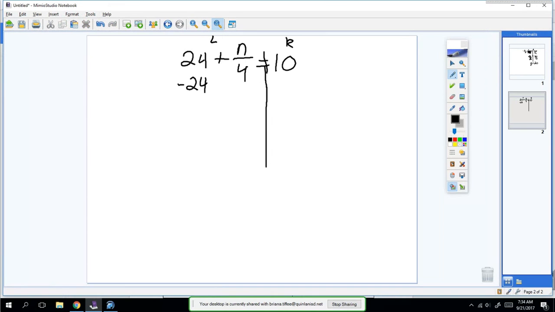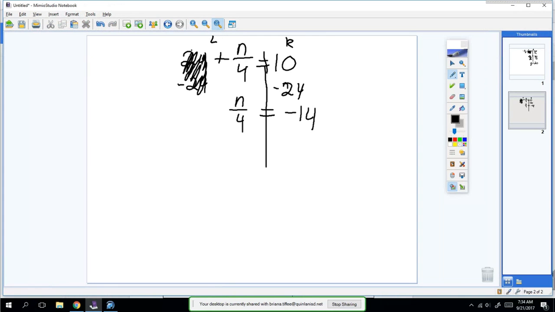So I subtract it from the left side, and I subtract it from the right side. So this cancels out again. My equal sign goes on my line. I bring down what I have left over from the left side, n divided by 4. Well, 10 minus 24, I'm taking away more than I have, becomes a negative 14.